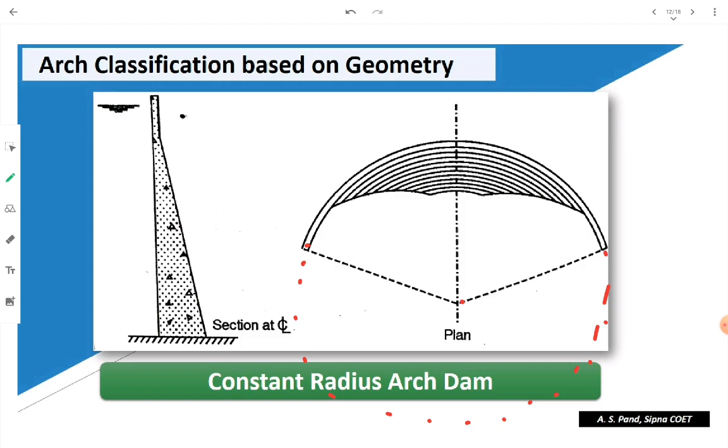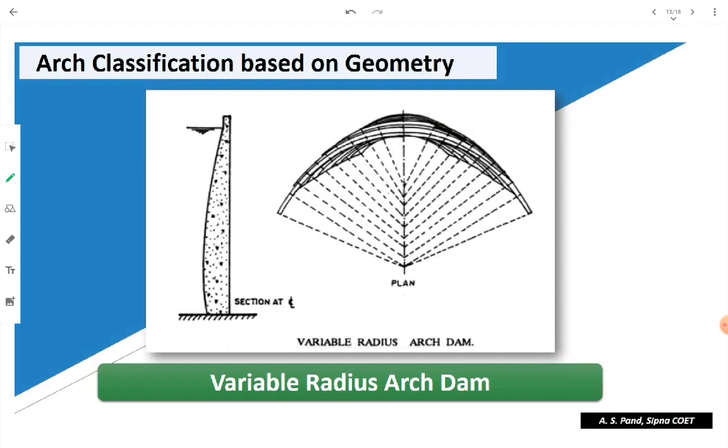Okay, the center point is referred to, and from the center point, whatever be the section, whatever be the portion of the dam, the reference point is kept the same, and it has the same radius of curvature, whatever be the elevation, whatever be the point you are taking inside the dam. Okay, it is what? Constant radius arch dam.